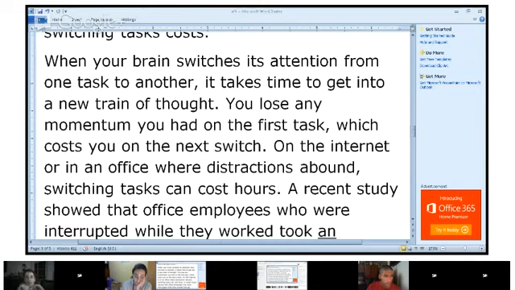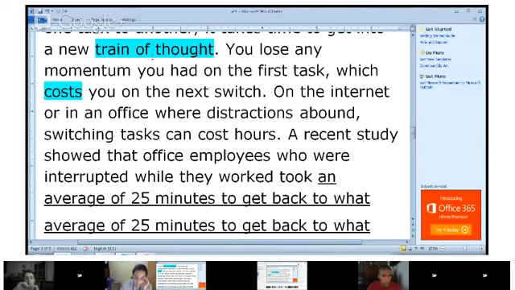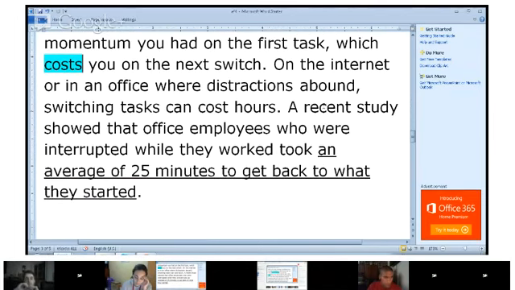What part is? When your brain switches its attention from one task to another, it takes time to get into a new train of thought. You lose any momentum you had on the first task, which costs you on the next switch. On the internet or in an office where distractions abound, switching tasks can cost hours. A recent study showed that office employees who were interrupted while they worked took an average of 25 minutes to get back to what they started.